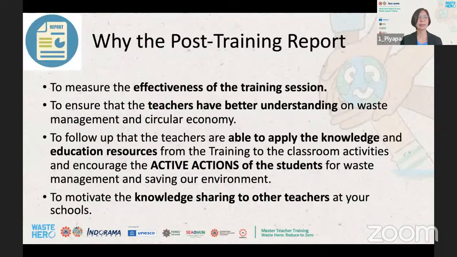Next slide, please. Why the post-training report? Why do we need it? I think this is to measure the effectiveness of the training session, and we would like to ensure that the teachers have a better understanding of waste management and circular economy. And third, to follow up that the teachers are able to apply the knowledge and educational resources from the training to classroom activity, and most importantly, that you encourage active actions of the students for waste management and saving our environment.